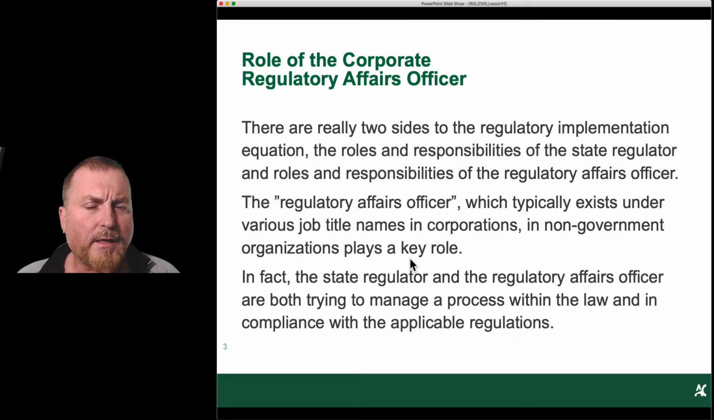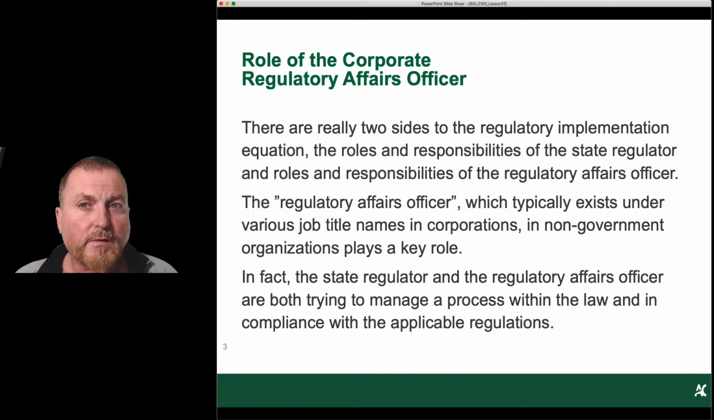There's a couple of key points I want to make, the role of the Regulatory Affairs Officer relative to the regulator, which is a really key point. One of the things you discover when you talk to regulators is that they place a great deal of value on the quality of the Regulatory Affairs Officer within regulated companies and institutions. There are two sides to the regulatory implementation equation: the roles and responsibilities of the state regulator and the roles and responsibilities of the Regulatory Affairs Officer.